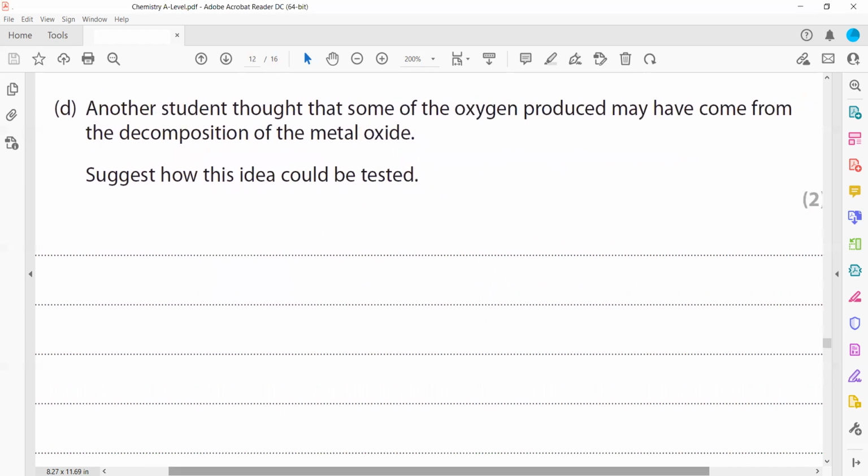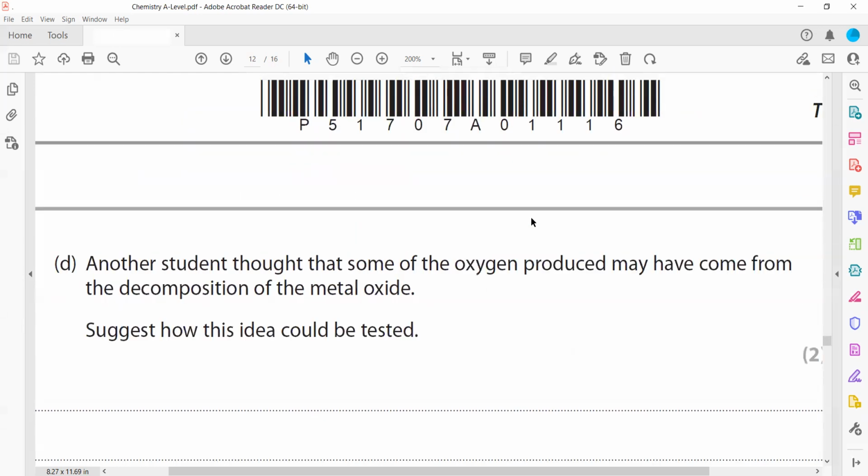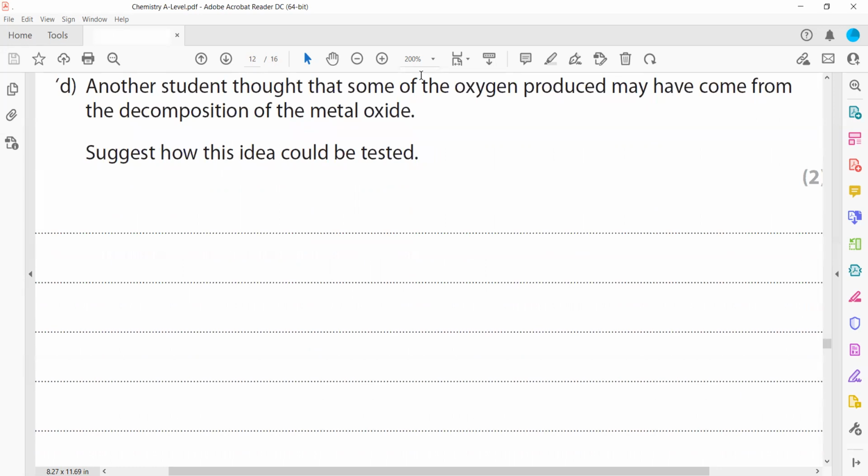In part D, another student thought that some of the oxygen produced may have come from the decomposition of the metal oxide. Suggest how this idea could be tested. The student thinks that maybe, instead of hydrogen peroxide decomposing, some of the metal oxide might decompose. How can he be sure there is no decomposition of the metal oxide? He should measure the mass before and after the experiment. Weigh the metal oxide before the experiment, then filter, dry, and reweigh. If the mass is the same, it means the metal oxide does not decompose.